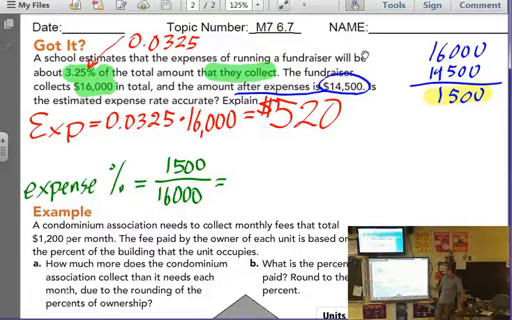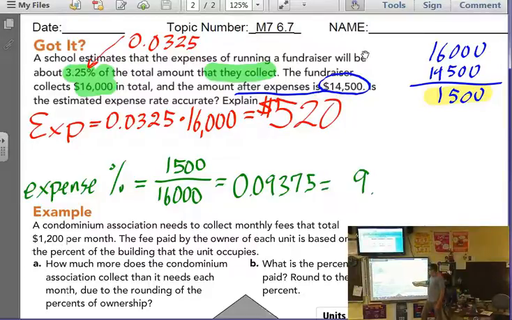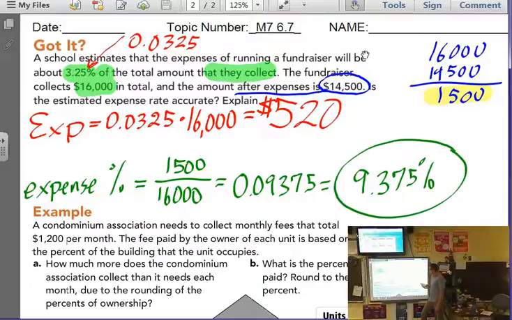Anyone have a calculator handy? What do you get, Shane? 9.375. So that when we turn into a percent is 9.375%. So their real expense percent was a little over 9%.